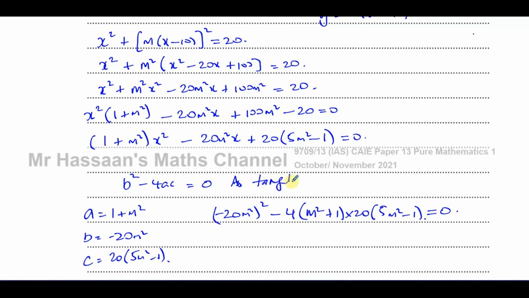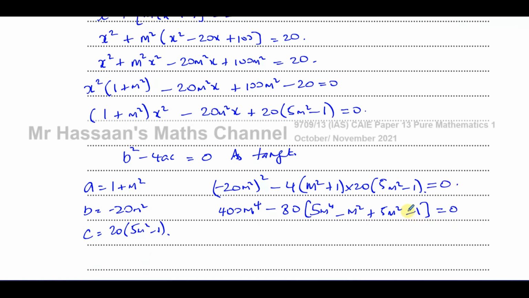As it is a tangent, I'll just put that. So this is going to give me 20 squared, which is 400, positive 400 m to the power 4. Minus, and this is going to give you 80 times, I've just multiplied the minus 4 by the 20, and then I'm going to expand this bracket. m squared times 5m squared is 5m to the power 4, minus m squared, plus 5m squared, minus 1, equals 0.